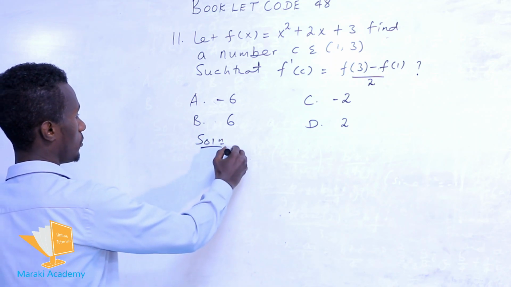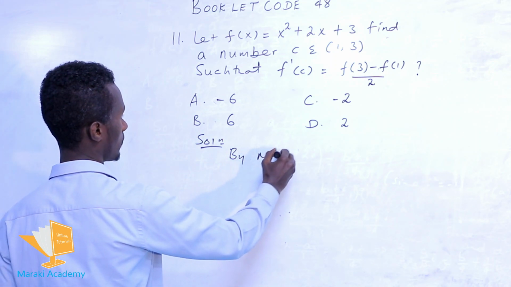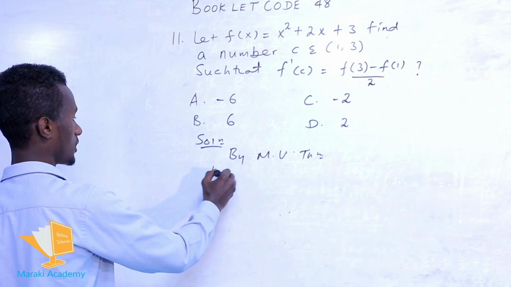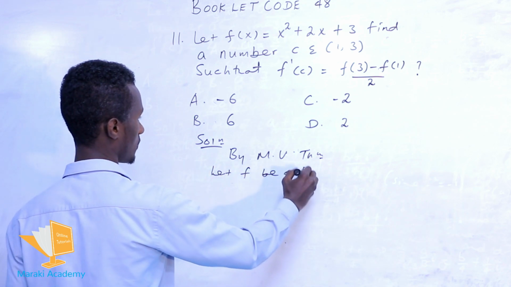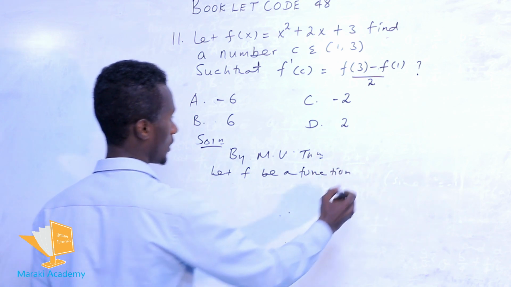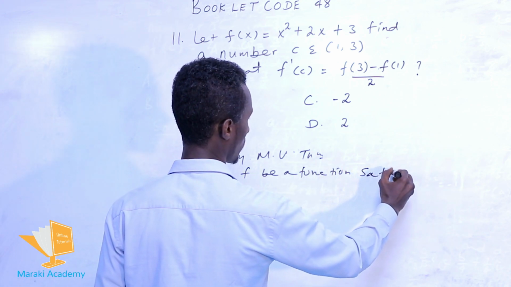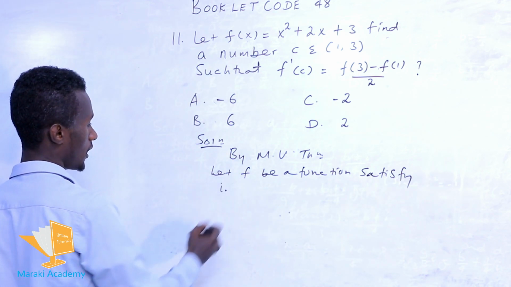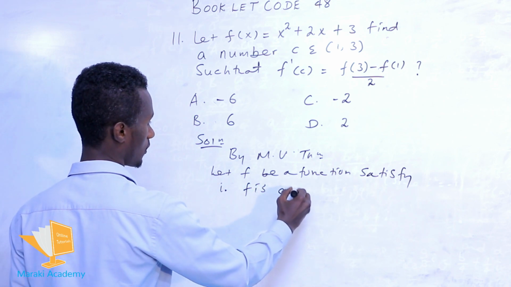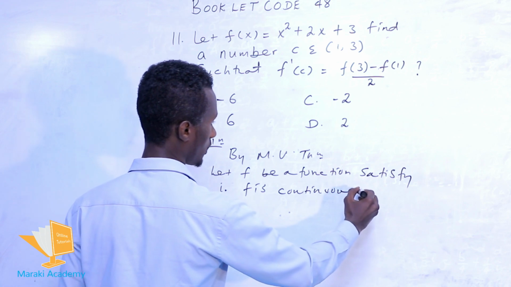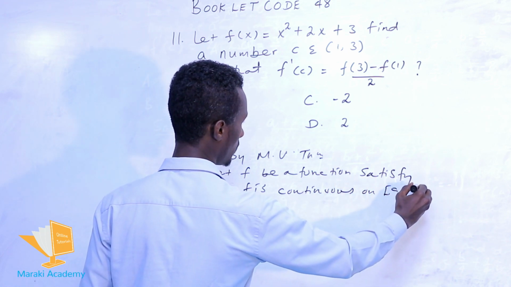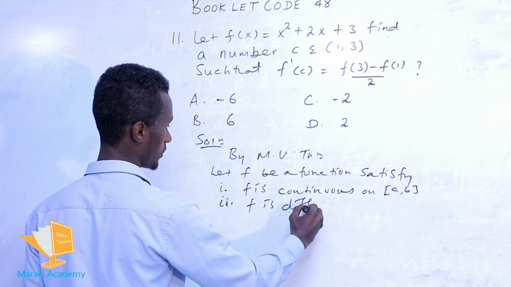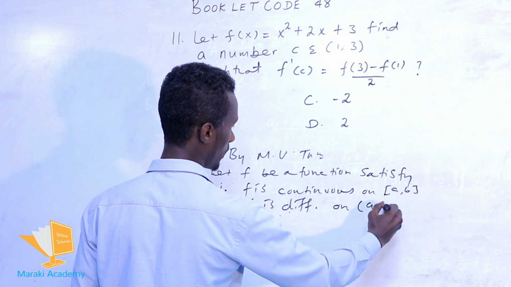Okay. By mean value theorem, if you have the function, say let's f be a function which satisfies these three conditions. The first, the function is continuous on the closed interval from a to b. Second, f is differentiable on the open interval from a to b.